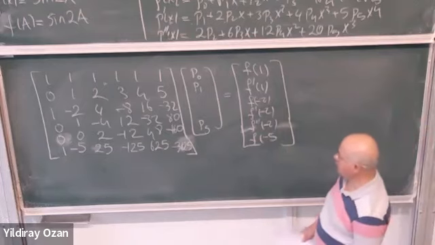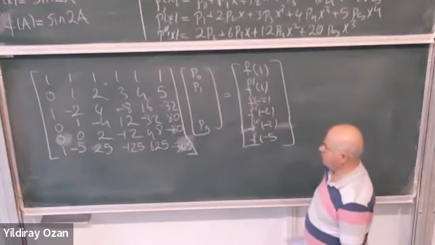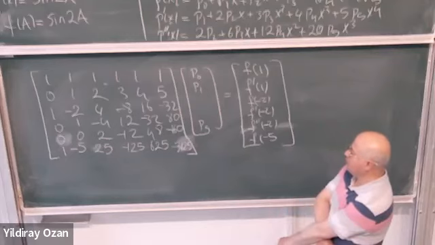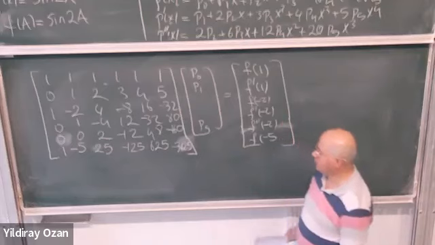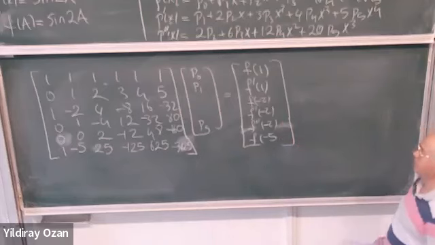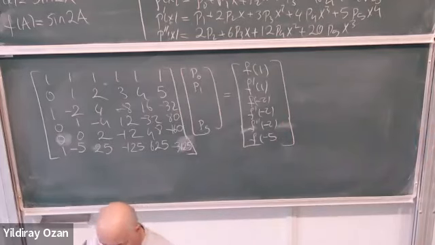So we assume that this system has a solution. So this matrix is inverted. Okay.